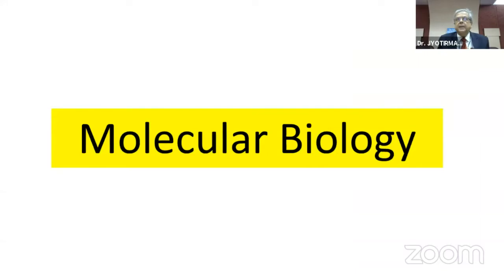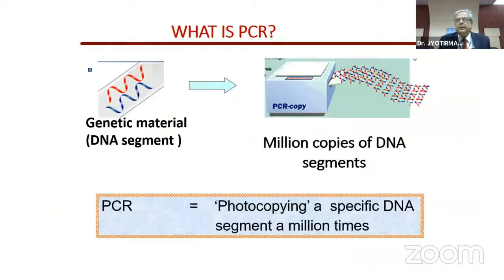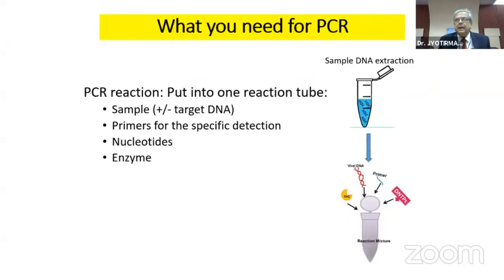Molecular biology has revolutionized our looking into the infectious etiology in various specimens. And one can get 10⁶, 1 million copies of the DNA, which can be seen over here. And what you require is very small, tiny samples and primers for the specific detections, nucleotides, and enzymes.